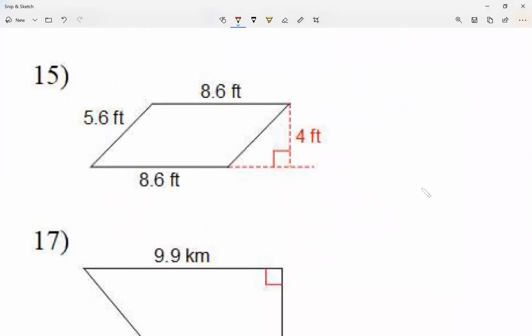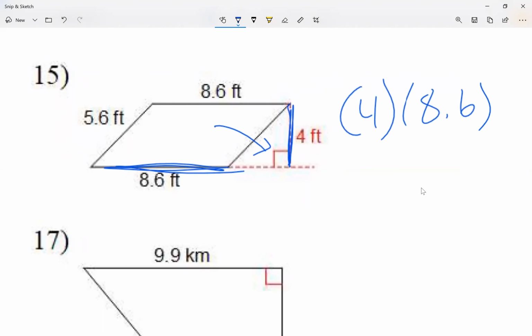Number 15, parallelograms. The way I'm gonna do this, I'm looking for the 90-degree angle. That's what I'm really looking to begin with. In this case, it's right here. And I'm gonna multiply the two numbers that meet at the 90-degree corner. One of my numbers is 4 and my other number is 8.6. So I'm really gonna multiply 4 times 8.6. Don't think you have to use every number. There's a 5.6, I'm not gonna use it. I'm just gonna go 4 times 8.6. My result happens to be 34.4.